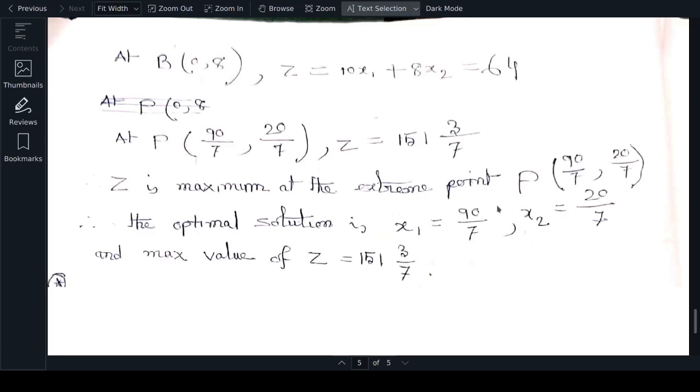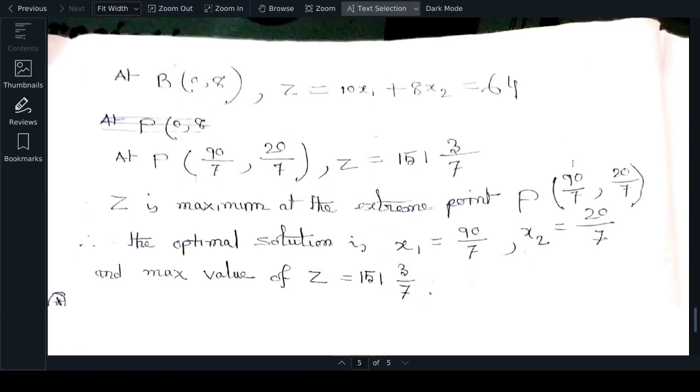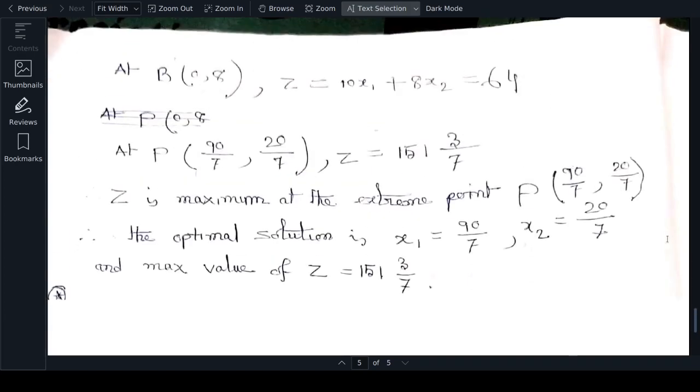So at P, you see this one. At which point does this give us the maximum value? At point P this gives us the maximum value. So we choose the coordinate x1 is 90/7, x2 is 20/7, then maximum value of Z is 151 3/7. So this point will be x1 equal to 90/7 and x2 will be 20/7, and the maximum value will be this.